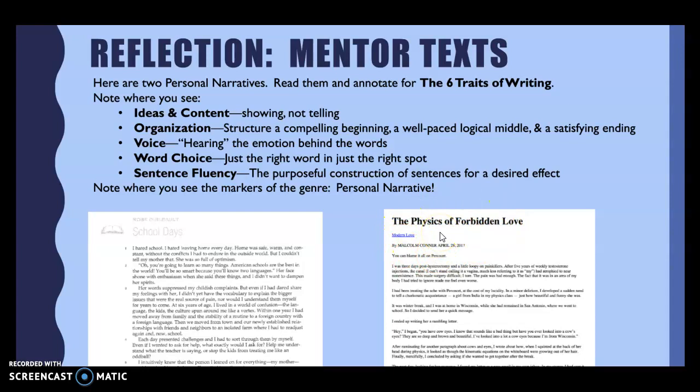You are going to read them. You are going to annotate them. You should probably print them so that you can write right on the texts. You're going to annotate them for the 6 traits. And also you're going to be thinking about what about these texts make a good story. Remember, we're learning about what a well-told story is. So how are these texts good stories? What did these authors do that made these texts good stories?